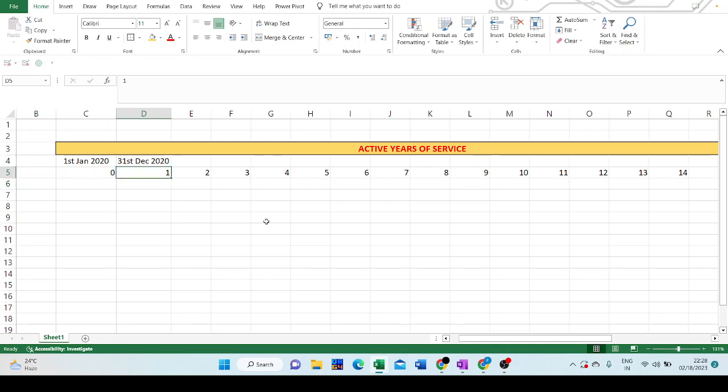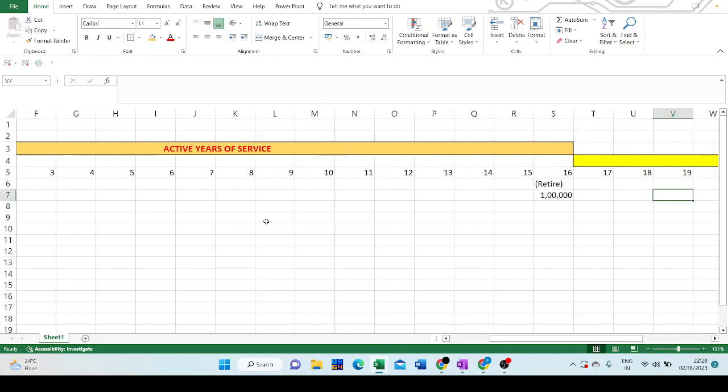We are standing on 31st December. The final salary of the employee is expected to be 100,000. Benefit factor is 1%. The employee has joined on 1st January 2020 and by 31st December 2020 he's worked for 1 year. So what is the pension benefit that he'll receive 1 year after he retires?